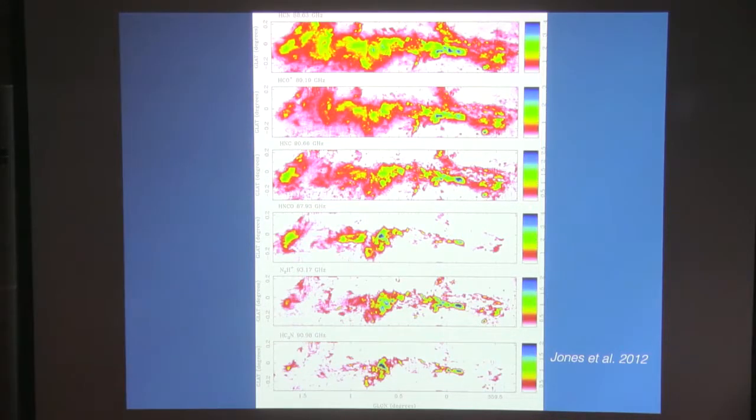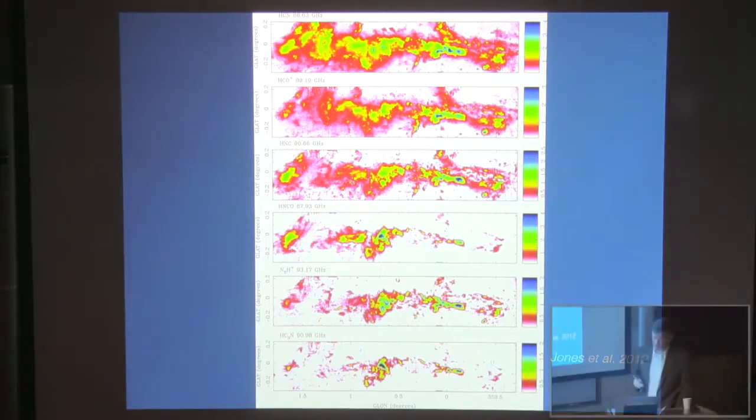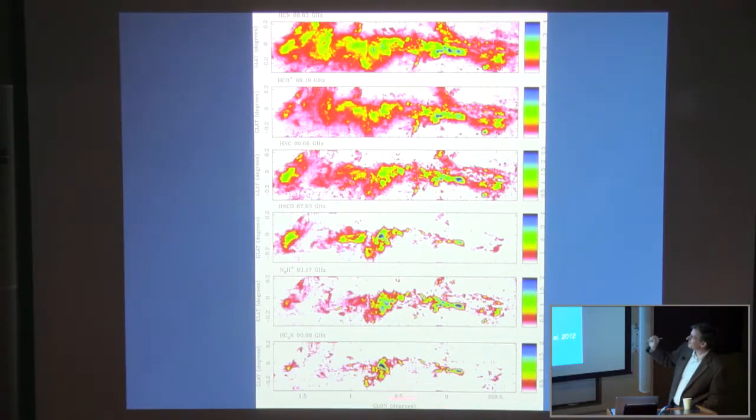This is the MOPRA survey in several different lines. And the scale here is of order degrees, or of order hundreds of parsecs. So this is an enormous molecular cloud in the galactic center. The mass of this thing is at least 10^7 solar masses. And all this is inside a scale that would be an angular size of less than 1 arcsecond at 30 megaparsecs. So this would be largely unresolved. So the mass of this molecular gas exceeds the mass of the central black hole, which is believed to be about 4 million solar masses.